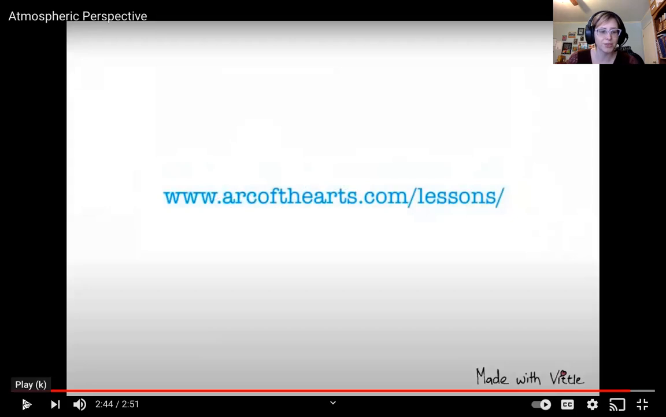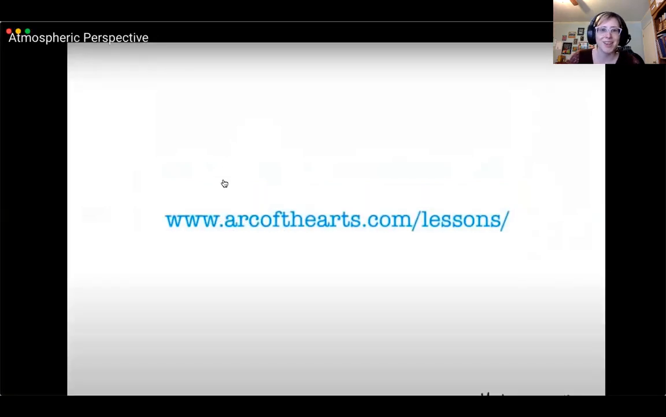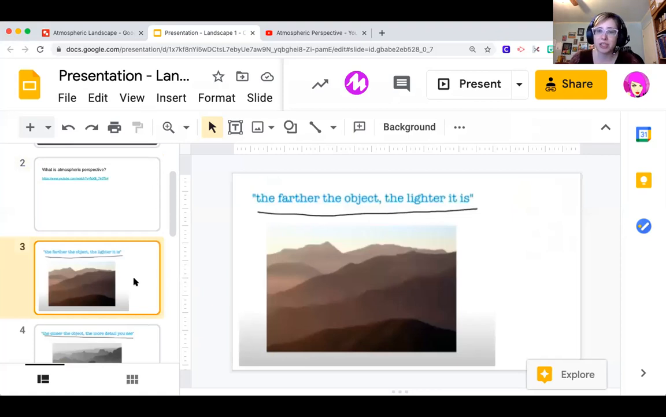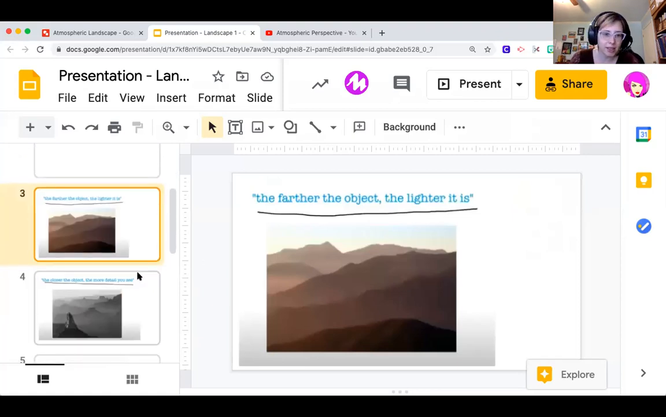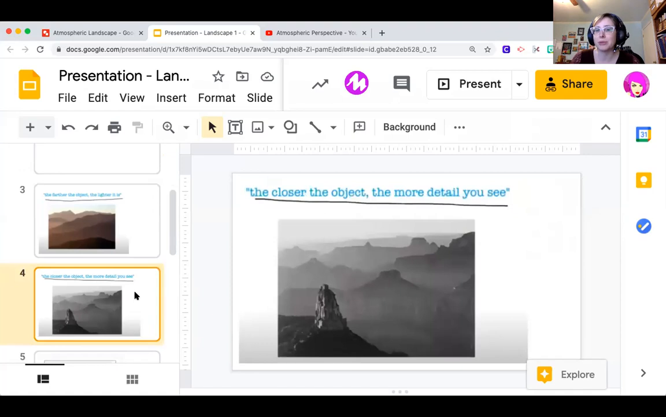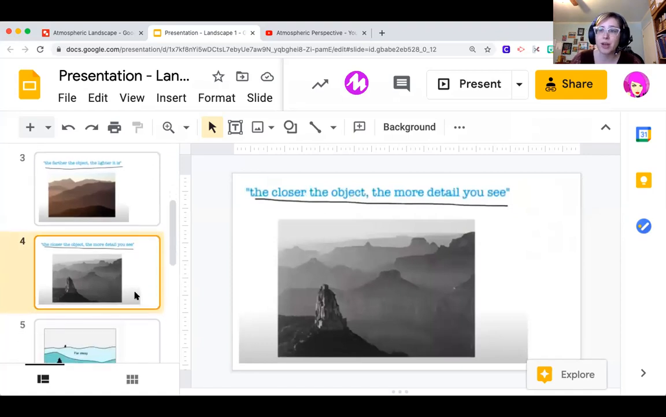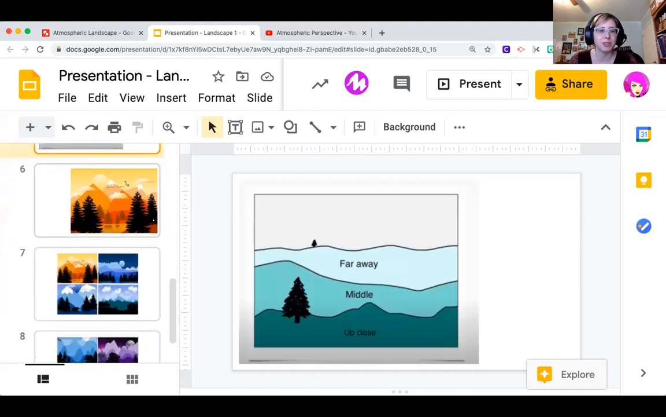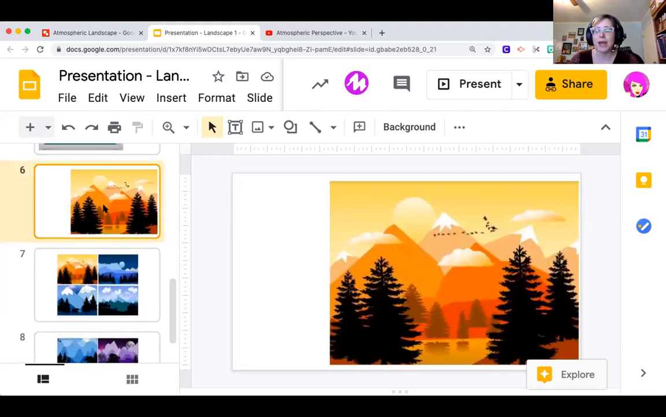Why, thank you, Andrew. All right, so let's just recap there. He told us the farther the object is, the lighter it is. And then the closer the object, the more detail you see. So those are going to be our guiding principles as we create our own atmospheric perspectives and our own atmospheric landscapes.